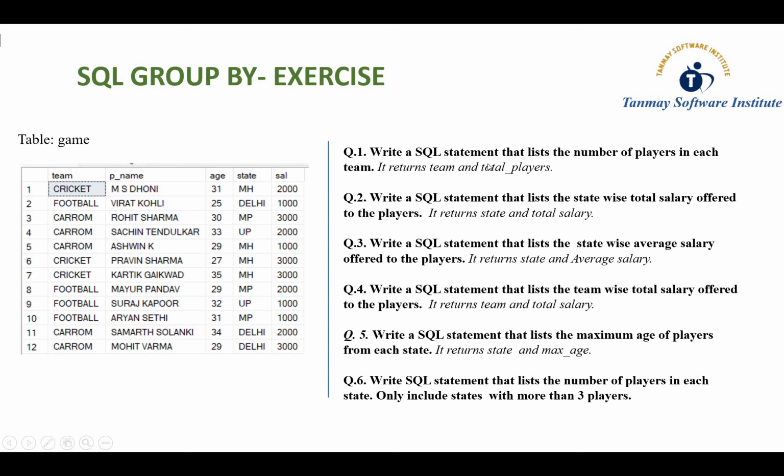So what is the first question, guys? Write a SQL statement that lists the number of players in each country. In each country, and number of players means total number of players, so what it returns is team and total players. So काय ग्रुप करावं लागणार आहे इथे आपल्याला? इन each टीम सांगितलंय, मग ग्रुप कशाचा करावा लागणार आहे? टीमचा. So select team and count of P name as total players, right? From game, and group by team. So this is the answer for this query. In that way you have to solve all these queries.